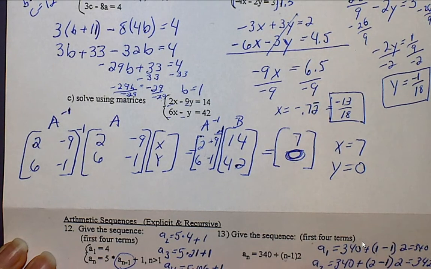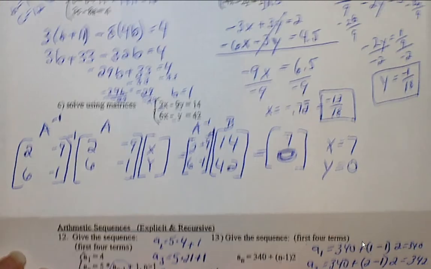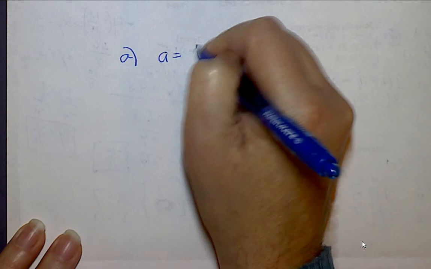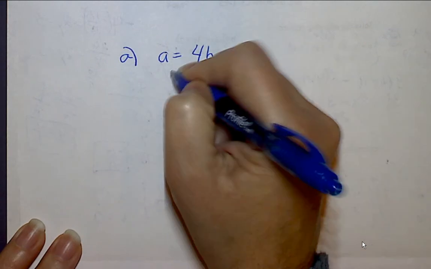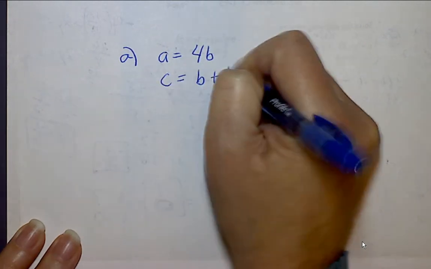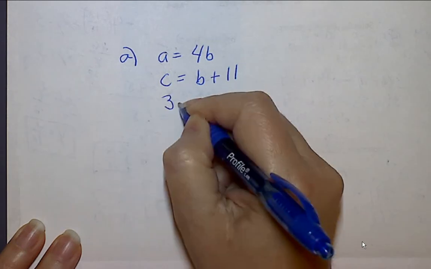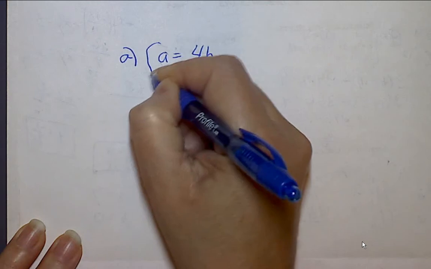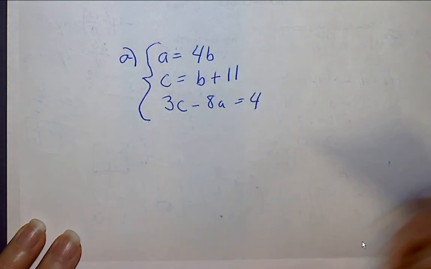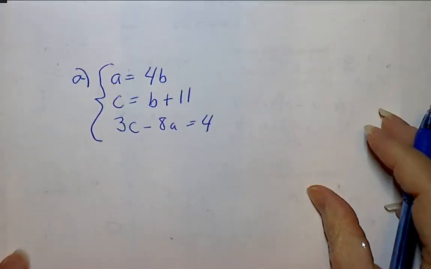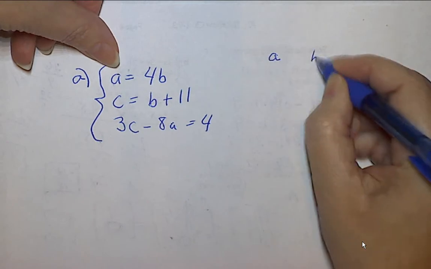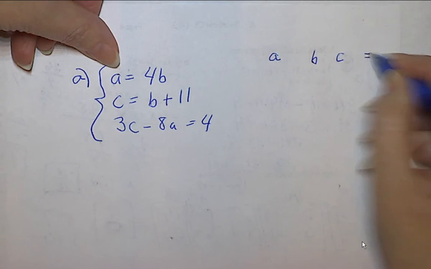Alright, if you're with me, I'm going to flip this paper over and rewrite A. A says A equals 4B, C equals B plus 11, and then 3C minus 8A equals 4. And we're going to solve this system with matrices. Actually, I like solving things with matrices. So remember, what you want to do is line them up, A, B, and C, and then you're going to have the equals and then your answer. That's how we're going to set this up.